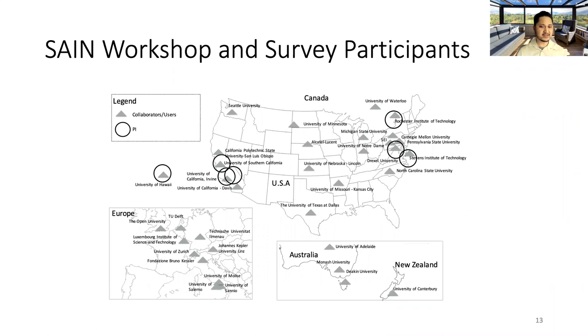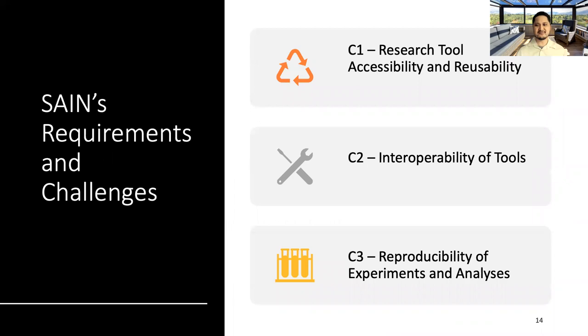Our ICSA paper on SAIN focuses on three high-level challenges or requirements of SAIN. The first is tool accessibility and reusability. The second is interoperability of tools. And the third is reproducibility of those tools for novel experiments.